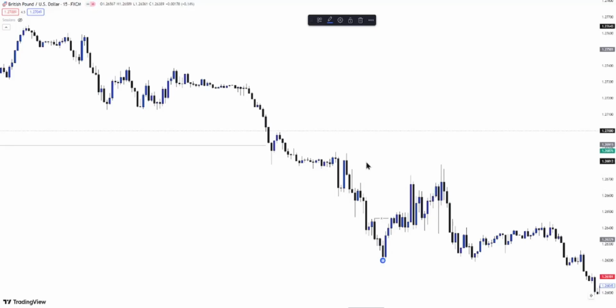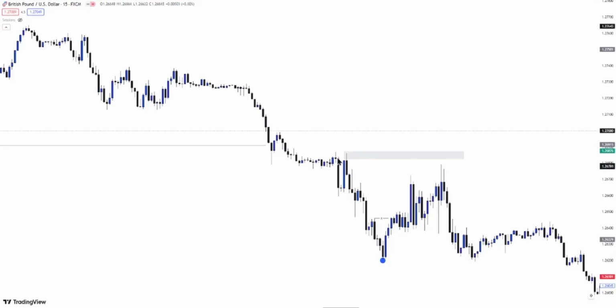And dropped. Maybe it tapped on this hidden OB here. I don't know. Let's see whether it really tapped on it. Sorry. Okay, so it didn't get there. It did not get there. So maybe on your lower time frame, it tapped on something here and dropped.